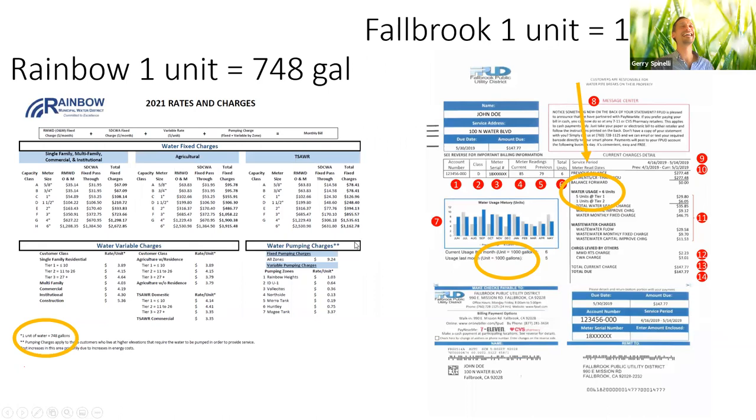This is a bill from Fallbrook Water District. I asked Rainbow too, but I couldn't get it. But this is what a bill that some of you receive will look like. Be careful that you look for how many gallons each unit corresponds to. In the case of Fallbrook, it corresponds to 1,000. And here they tell you how many units you used for this month. In Rainbow, it corresponds to 748 gallons, because it's 100 cubic feet. So make sure that you calculate in the right units.